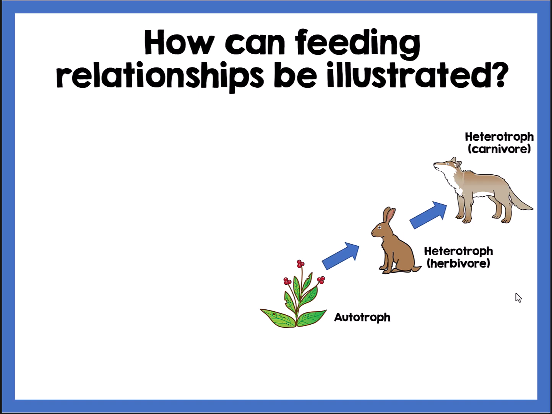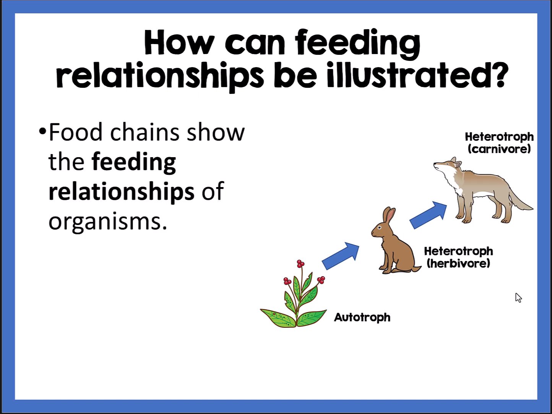So how can we illustrate these feeding relationships? Well, we use something called a food chain. Food chains show the feeding relationships of organisms, and here's an example of a food chain. So this would be an autotroph, a producer on the bottom, and then a heterotroph. In this case, it's an herbivore. And then a heterotroph, a consumer, that would be a carnivore. So both of these organisms are considered consumers, and the autotroph, the plant, is considered a producer.